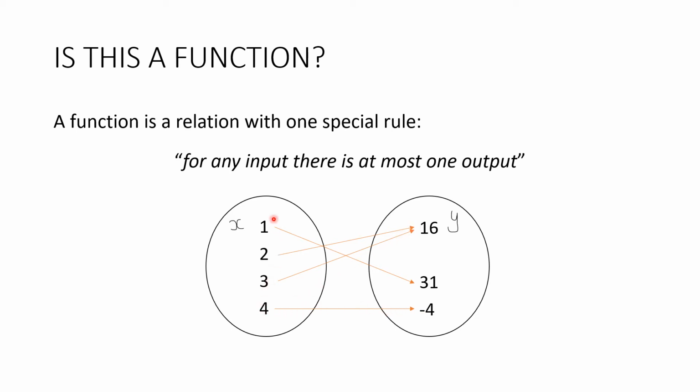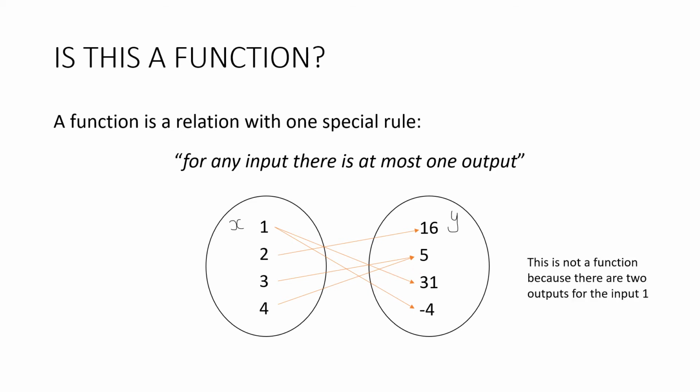So for any input, there has to be at most one output. It is a function. Now, even though 2 and 3 both map to the same number, they only have one answer. Does that make sense? How about this one? So we've got 1 mapping to 31 and -4, 2 maps to 16, and 3 and 4 both map to 5. Okay, this one is not a function because for this input we get two answers. Do you see that?